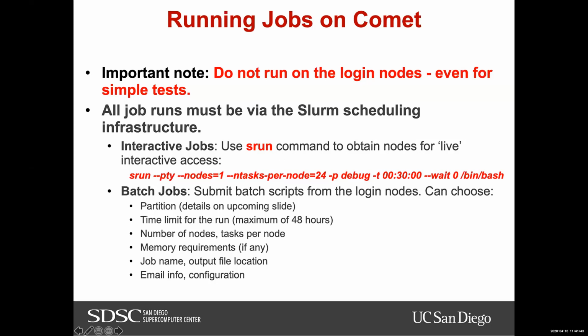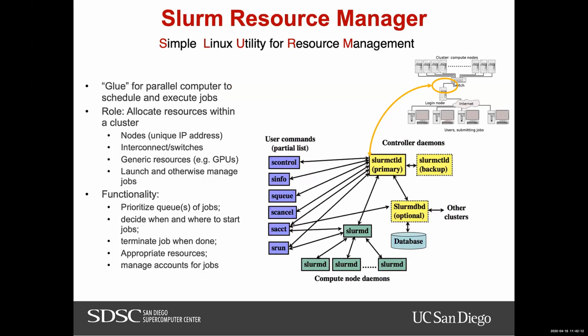Batch jobs are, you write a script and you use a command to submit it, and you have to tell it the partition, how much of the node you want, how long the job will run, the number of nodes you need, memory requirements. Let's say you need big memory, 128 gigs, as opposed to a smaller job, then you need to specify that. Job name, where you want the output to go, and email if you want email sent to you when your job is done. So this is basically the architecture.